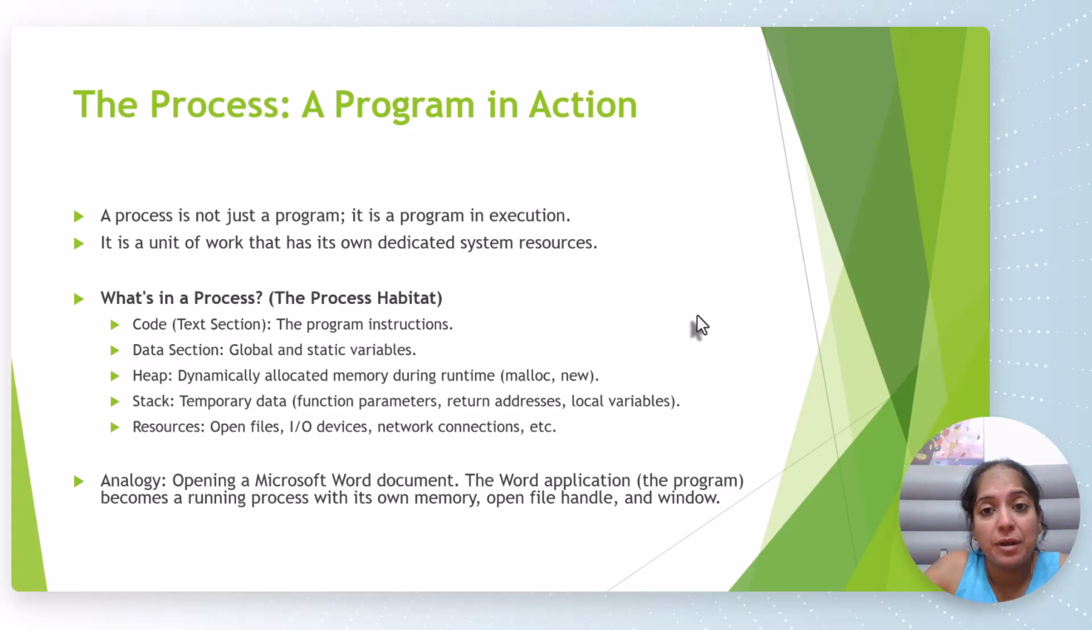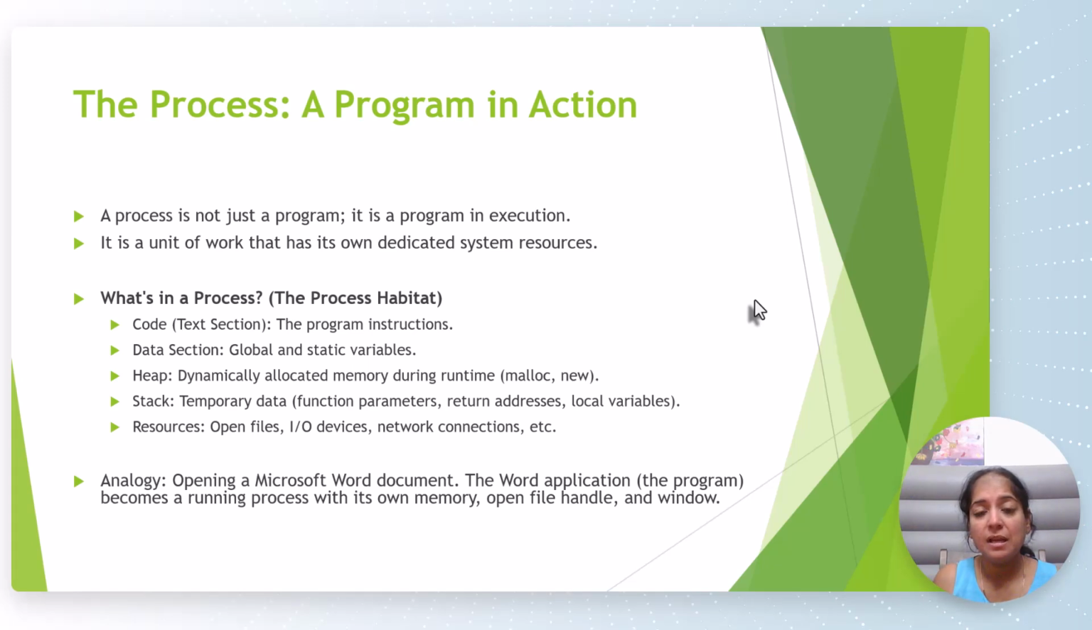A process is a program in execution. So when a program is in execution state, we call it a process. A process has all of its own dedicated resources: code section, text section, global and static variable section. Memory allocated during runtime is also assigned to a process. It has its own stack to hold the temporary data, and it has all the associated resources with it, like open files, network connections, everything.